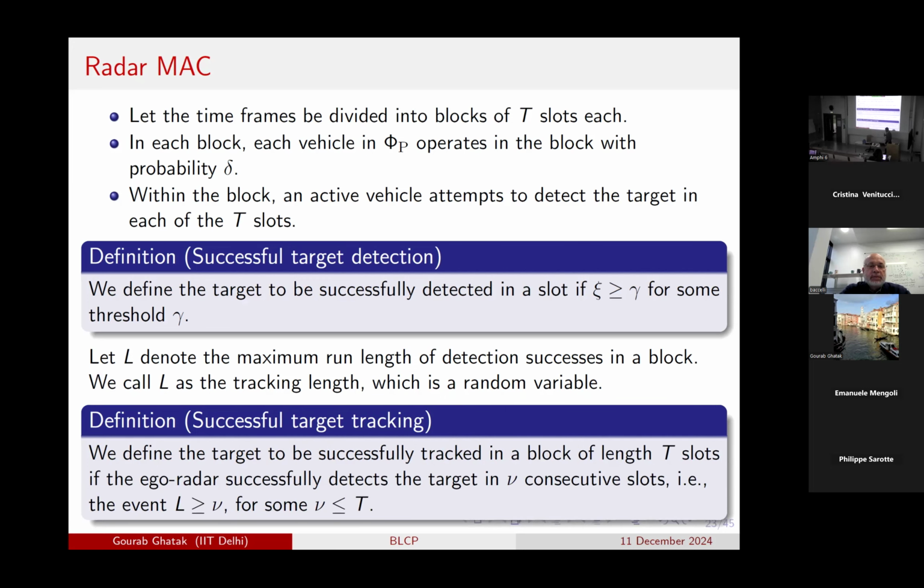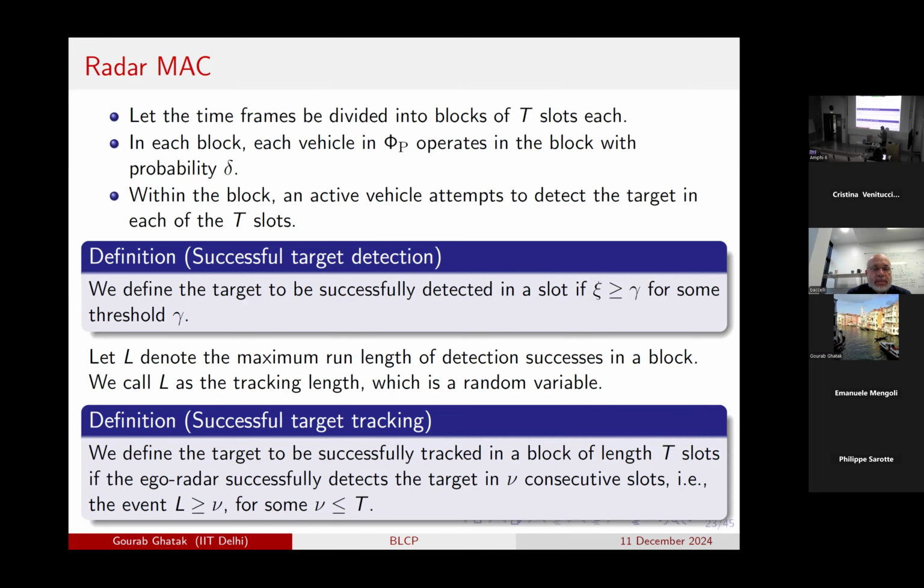Now I will say that I have a successful target tracking if I am able to detect the target in nu successive slots. So if L is greater than or equal to nu, for some nu which is less than or equal to T, then I will say that in that block, my target is successfully tracked, not only detected, but successfully tracked.